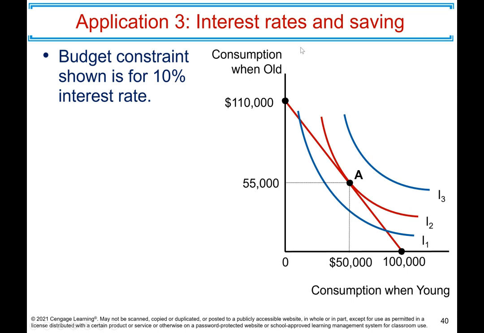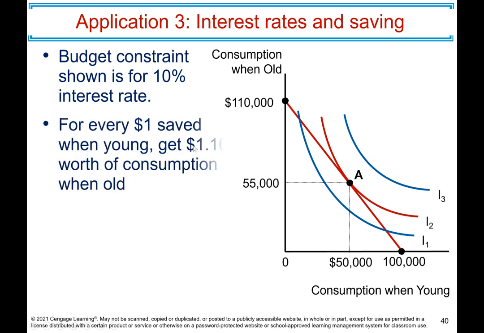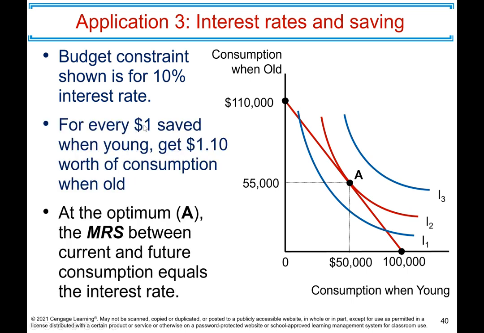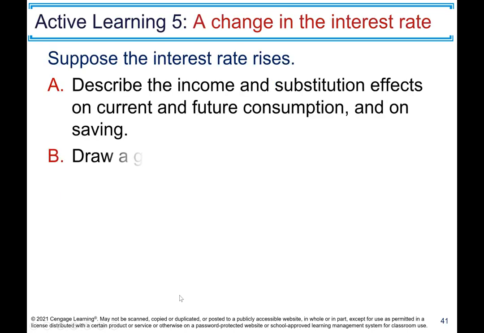Application 3, interest rates and saving. The budget constraint shown is for a 10% interest rate. For every $1 saved when young, you get $1.10 worth of consumption when old. At the optimum, point A, the marginal rate of substitution between current and future consumption equals the interest rate.